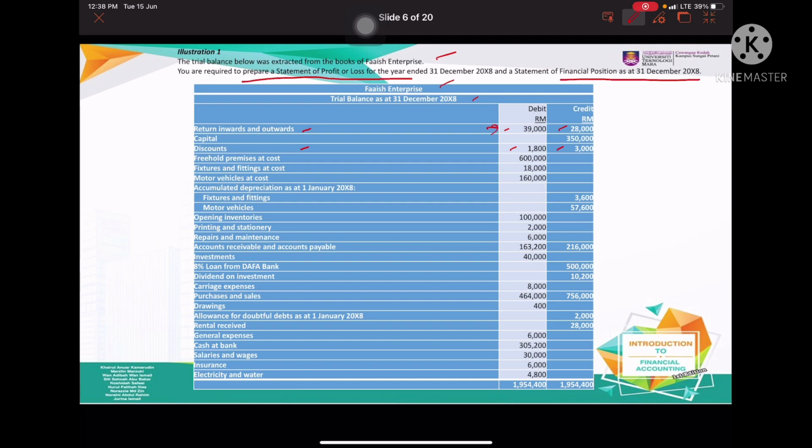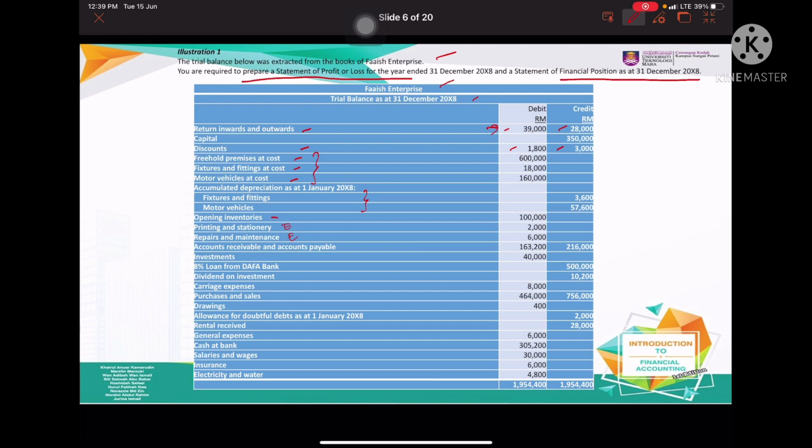So this is our premises cost and fixtures and fittings, and this is for motor vehicle cost. So we are being given the three non-current assets, right? We are also being given the accumulated depreciation for the two assets, the fixtures and fittings and motor vehicle. Here are the opening inventories, given at the beginning in the trial balance. This is our expense, printing and stationery. This is also an expense, repairs and maintenance.